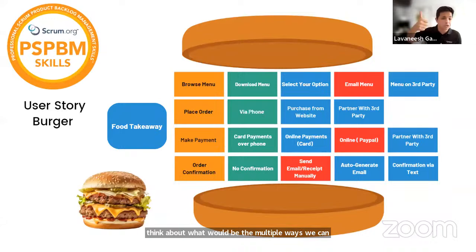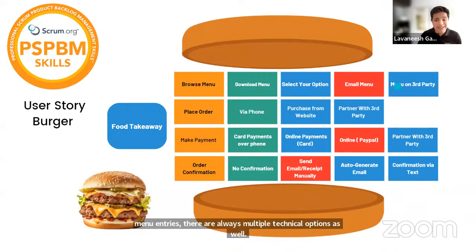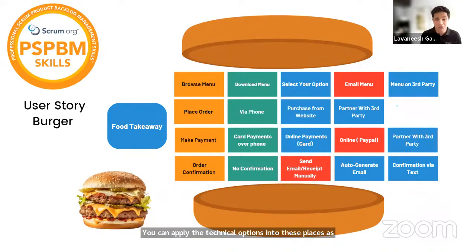Through .csv files, maybe, or through manual entries. There are always multiple technical options as well, and you can apply those technical options in these places. And you will find that the refinement sessions will be much, much more engaging. And moreover, you can start finding out how we can actually start. Really powerful way, guys. If you want to go ahead and try, awesome. Now, next one.